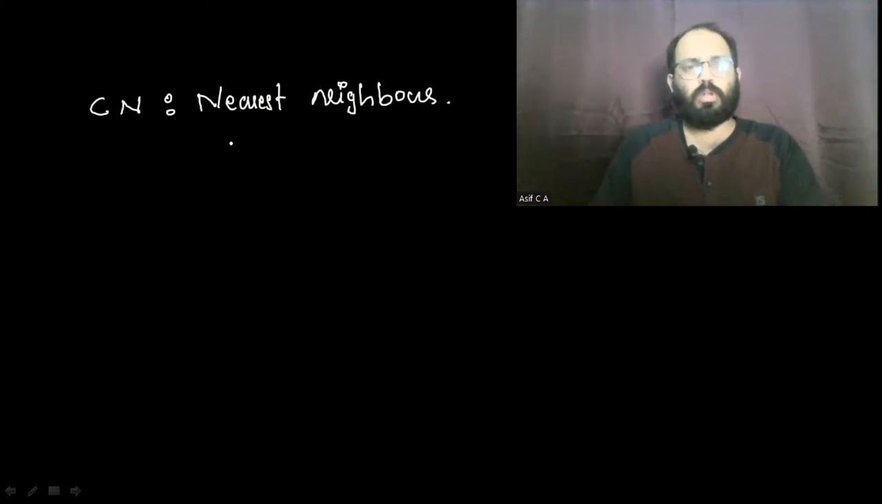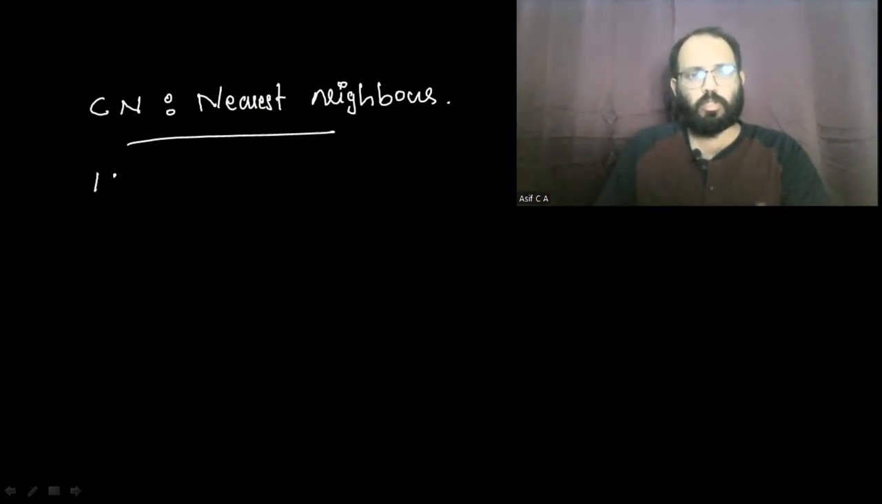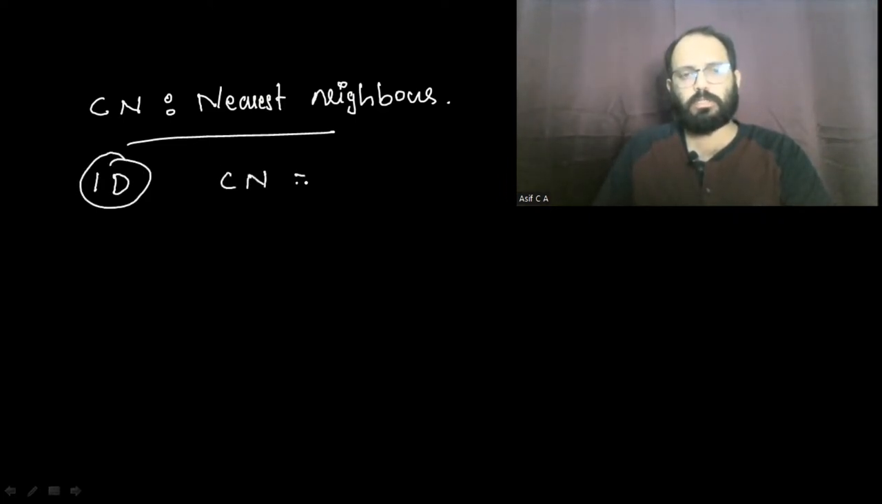Okay, fine. So now if you go with the closed packing in three different dimensions, like closed packing in 1D, 2D and 3D, the coordination numbers are important. If you talk about the closed packing in 1D, the coordination number is just 2. If you go with the 2D, we are having two types.